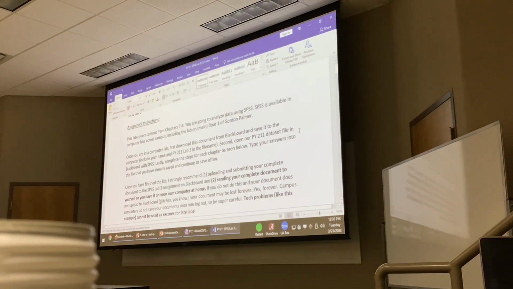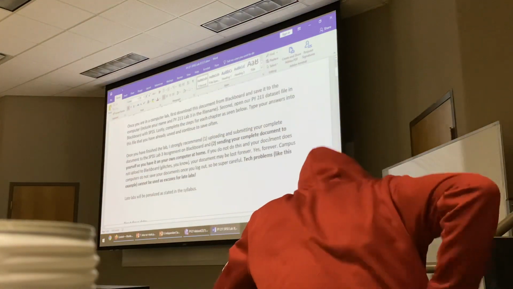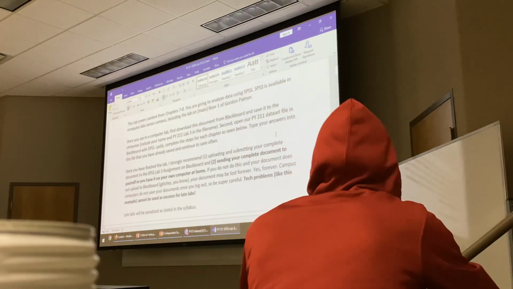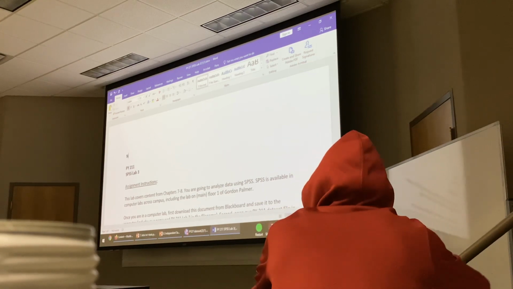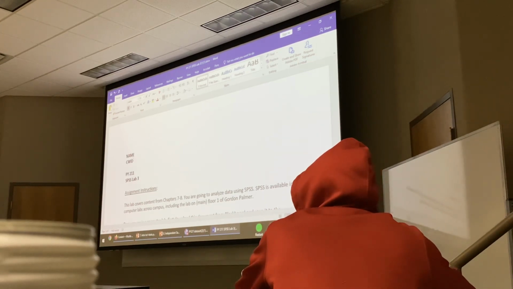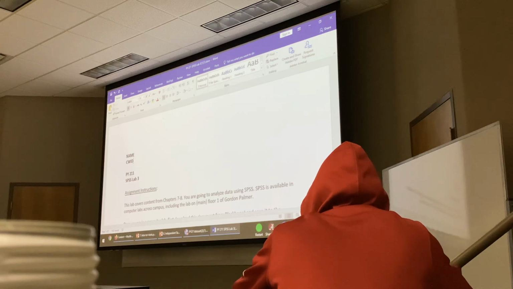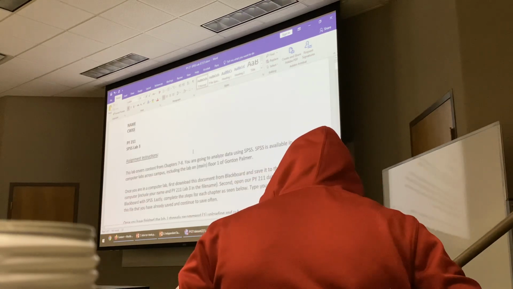It tells you the instructions. I strongly encourage you to do this in a computer lab. You will have to be on a UA network. Download this. I would go ahead and write your name and CWID. I would be saving as many times as possible, preferably to a cloud, so you don't lose this, to Box or OneDrive or something.